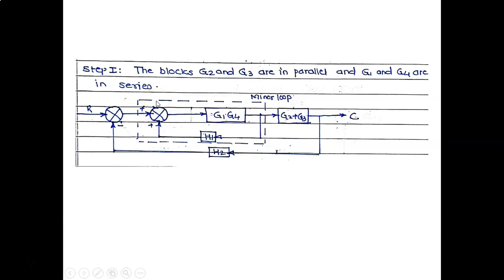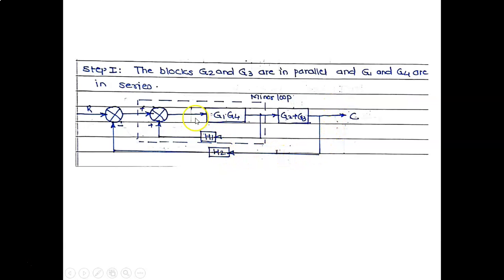Therefore, between this first summing point and second summing point, these two blocks G1 and G4 are getting multiplied with each other, since blocks are in series. And when blocks are in parallel, we have to add them algebraically, depending upon the sign. Therefore, these two blocks are reduced to G2 plus G3. Therefore, again we have to draw the block diagram like this.